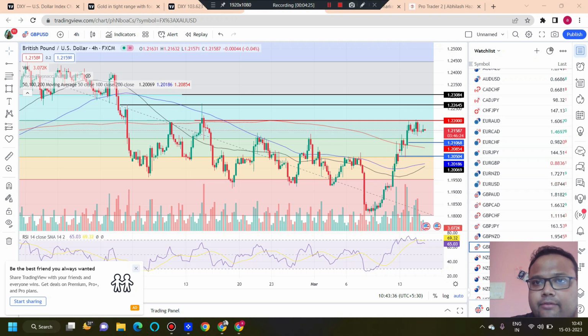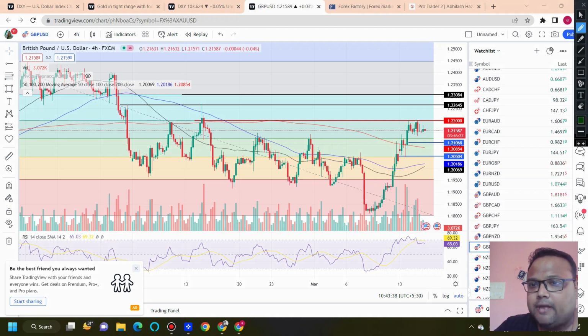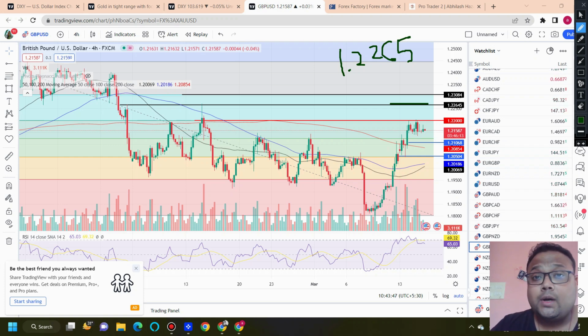First of all, we have resistance. If market goes up, we have resistance around 1.2265. This is our resistance number one, or first resistance. So in case market goes up, you can look for some selling around this area, and the reason is previous price rejection.